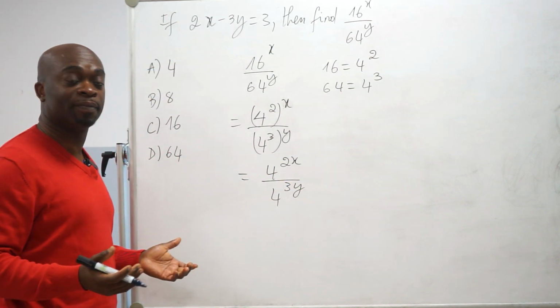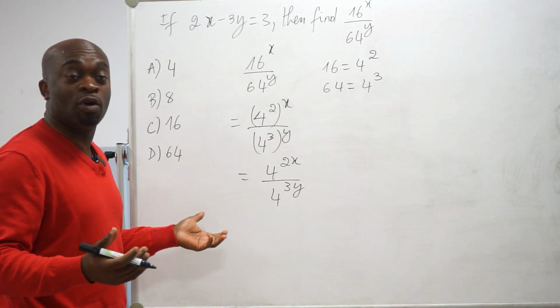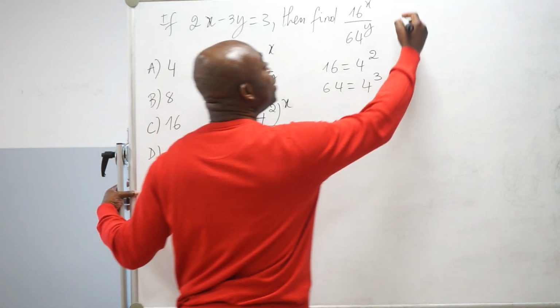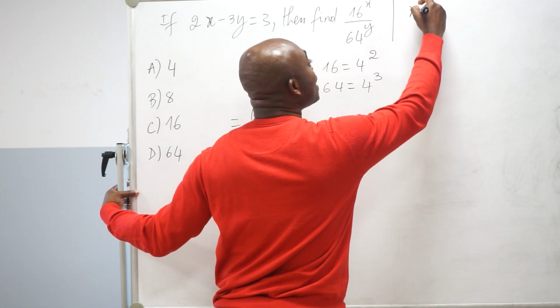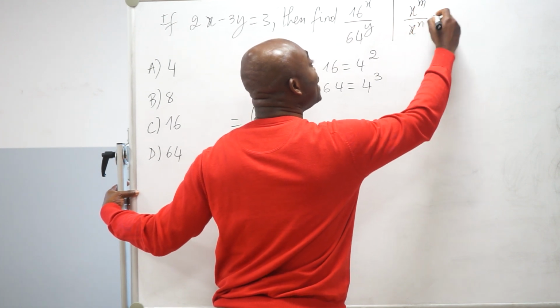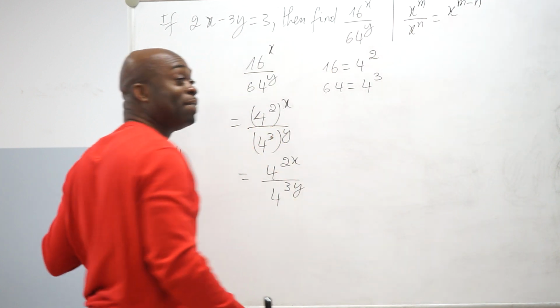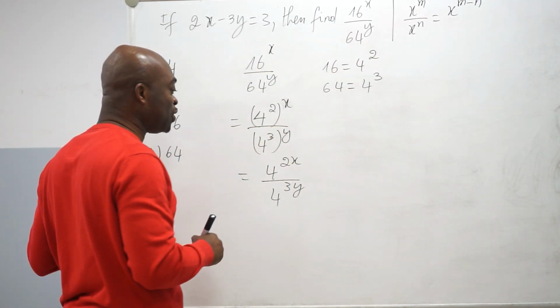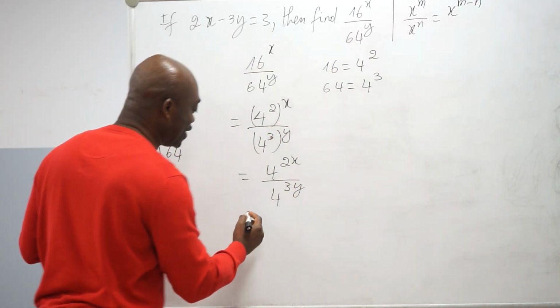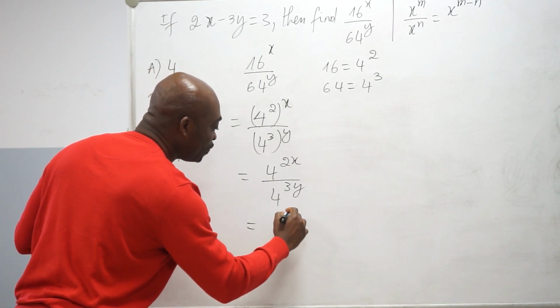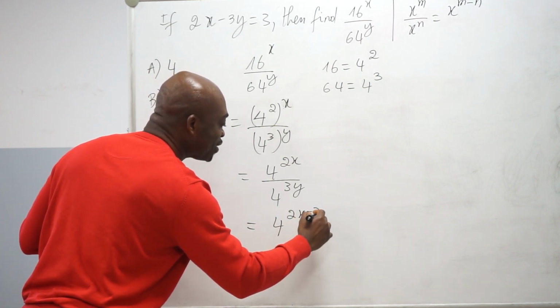It's just the same. Because they are the same base, what can we do? You guys remember that? Same base, what we do is when we have x^m over x^n, that is equal to x^(m minus n), right? You remember that? We had that on our YouTube channel, so you guys can check that out. So this is just the same thing as having 4 to the power 2x minus 3y.